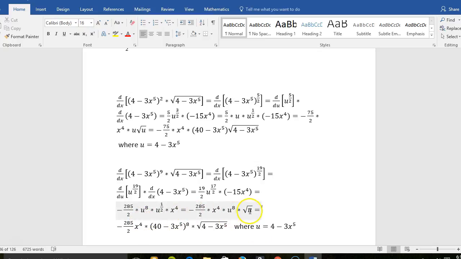So we have this guy right here, and we replace our u back with 4 minus 3x to the fifth with parentheses as needed. So u to the 8th is parentheses. Oops, that's not 40, that's a 4. There's a syntax error. So that's 4 minus 3x to the fifth, quantity to the 8th, and then times the square root of that quantity. Because again, we had that square root of u, and u is this guy right here. Okay, so we just substitute these back in.